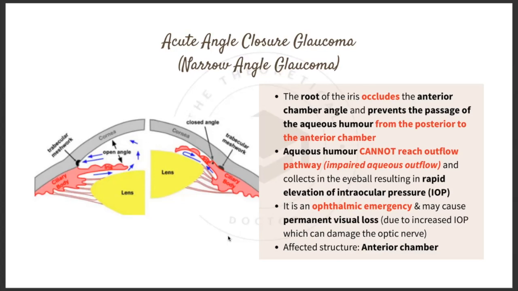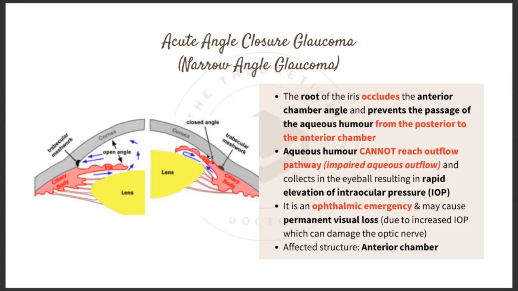There would be raised IOP. It is an ophthalmic emergency and may cause permanent visual loss due to the increased IOP, which can damage the optic nerve. So as you can see in this picture, this is a comparison between closed angle glaucoma and open angle glaucoma. Okay, so basically what happens here is that the aqueous humor can't exit this part. Okay, it can't exit through the trabecular meshwork.